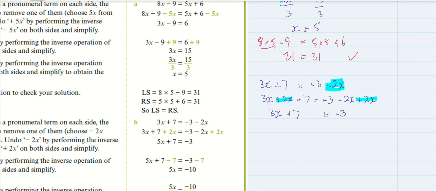Okay, so what do I want to do now? I want to get rid of that positive 7 on the left hand side. I do the opposite of the positive 7, which is a negative 7. Now we can say 3x equals negative 3 take 7, which has got to be negative 10.